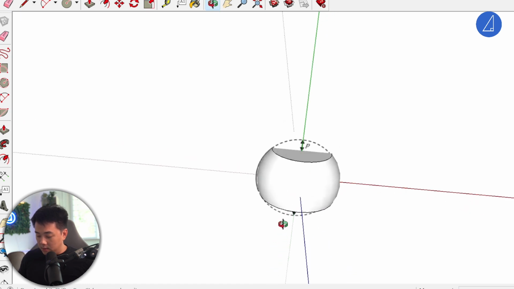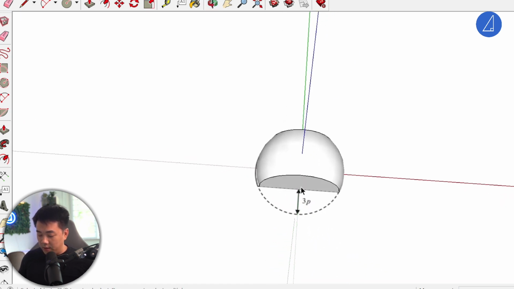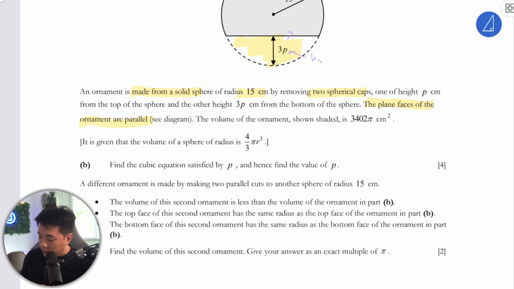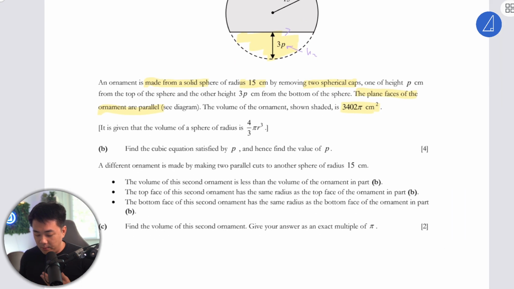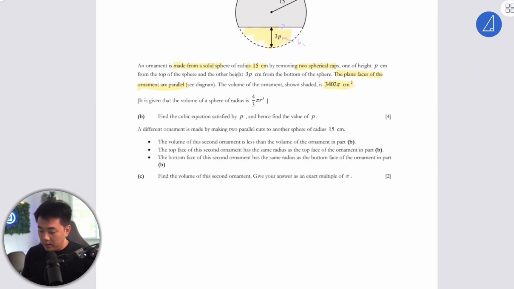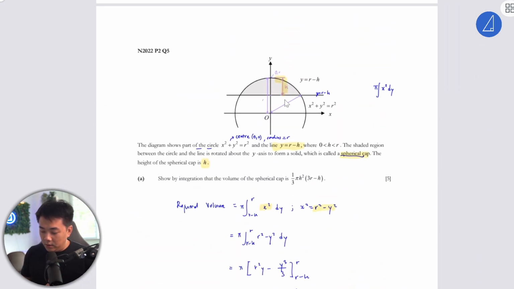Okay, so this and this over here, they are parallel to each other. If these two are parallel to each other, the volume of the ornament is shown in shaded, actually this guy here. So find the cubic expression satisfied by p, and hence find the value. Okay, so we are given, so we're going to use this ornament volume here.